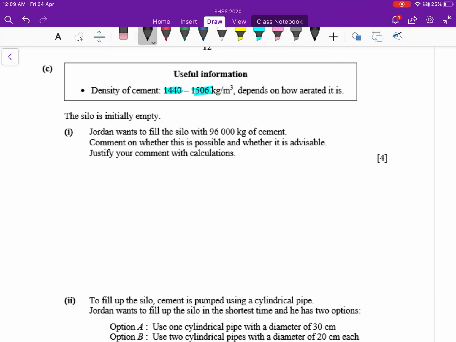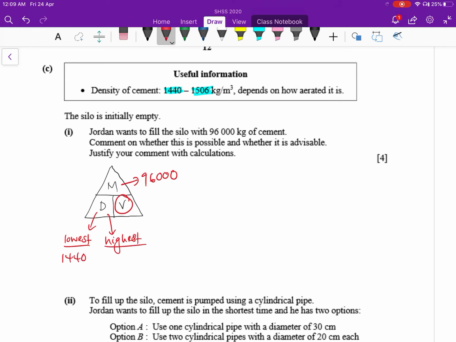Now, if you remember in your physics, mass, density, volume. In order to find the volume, I need to take mass, which is your 96,000, divided by the density. I don't know the density. The lowest density is 1440. The highest density is 1506. Now, if I'm given two densities, I need to divide by both densities to find out the volume in between.